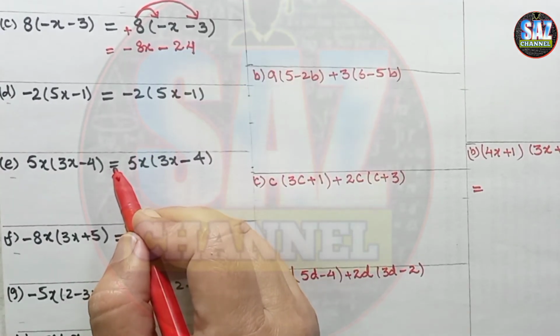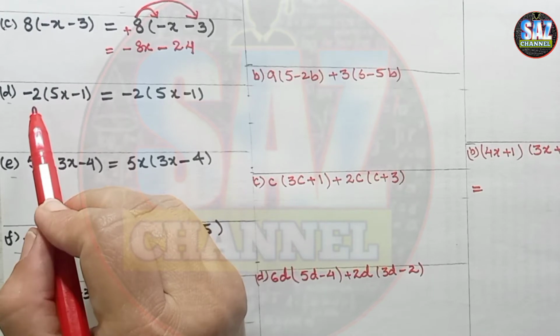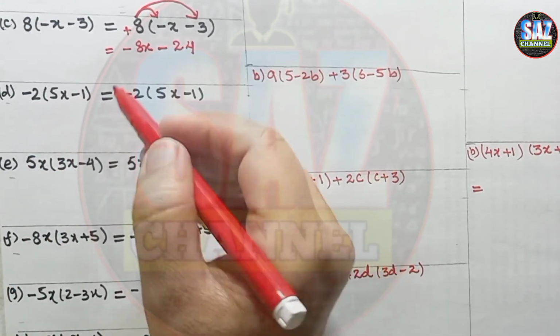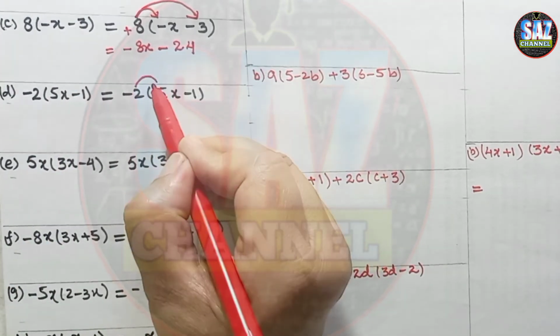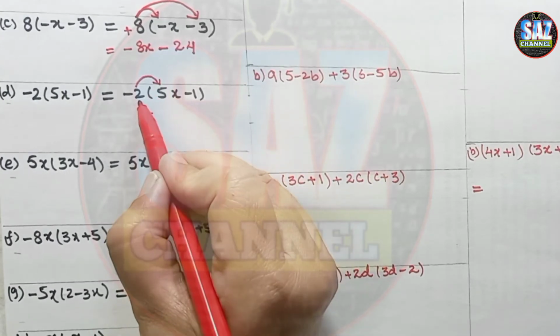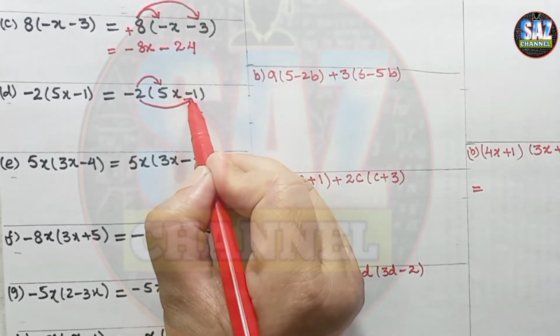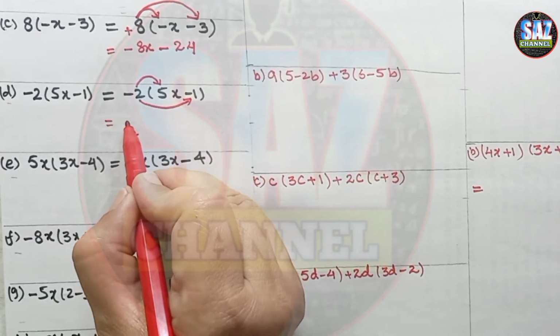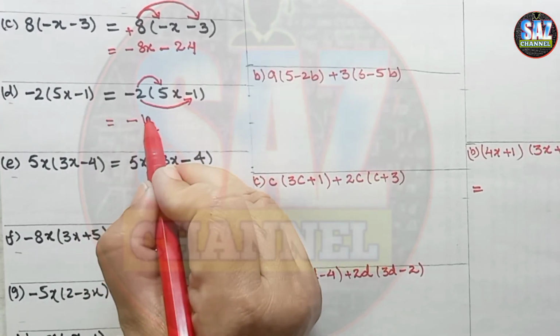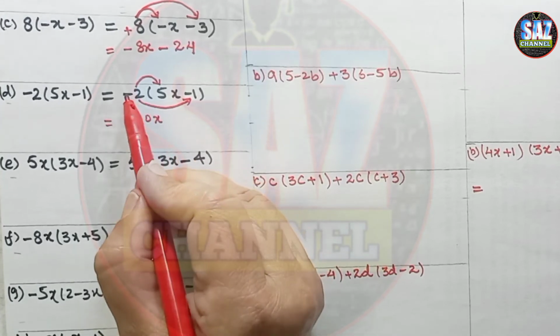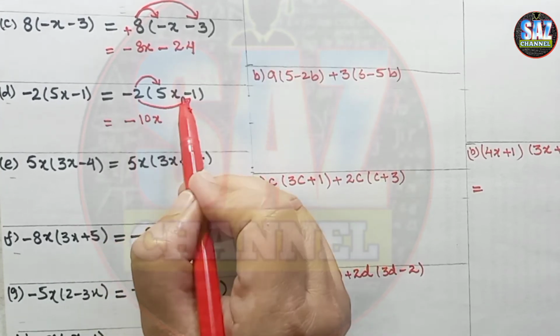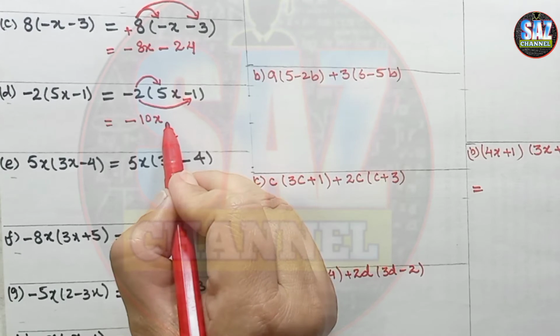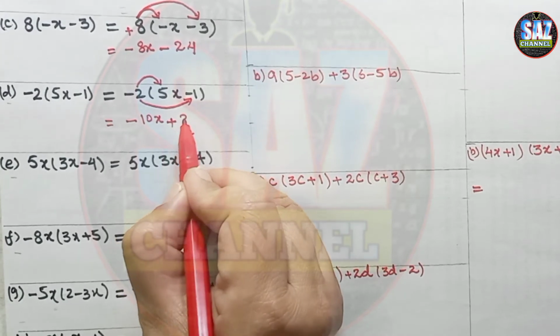Moving to part D, very easy questions. Minus 2 into 5x minus 1. Again, apply quickly the distributive property and remove the brackets. Then read the table of 2 five times: minus 10, 2 5s are 10x.